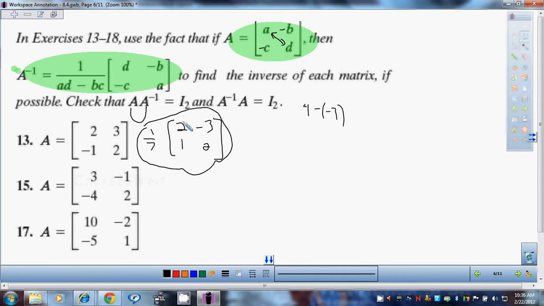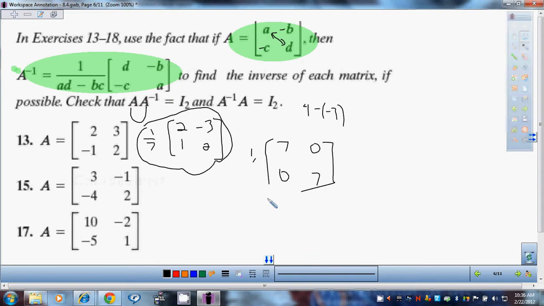A times A inverse. 2 times 2 is 4, plus 3 times 1 is 7. 2 times -3 is -6, plus 6 is 0. -2 plus 2, 0. Positive 3 plus 4, 7. Now remember, I still have that 1/7 sitting out here. When I multiply through by the 1/7, I'm going to get 1001. Yay, the identity. And that's what you should get if you did it correctly.